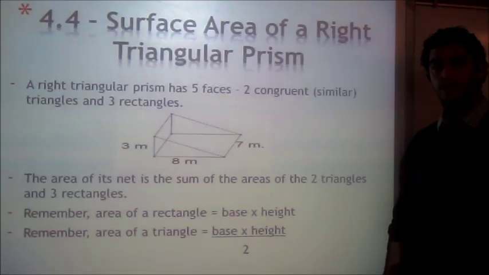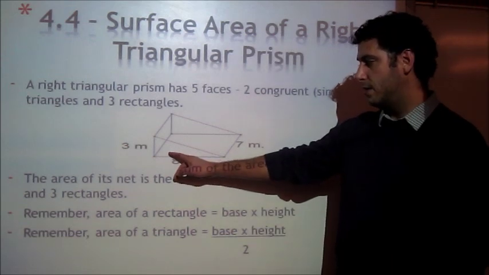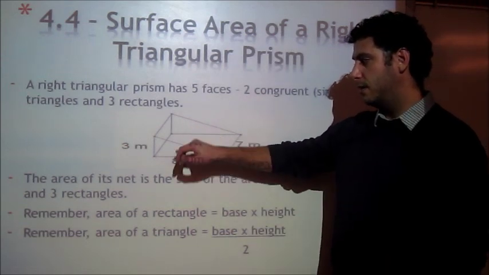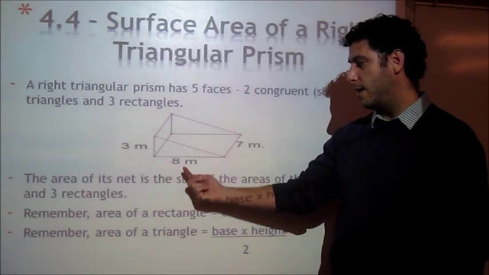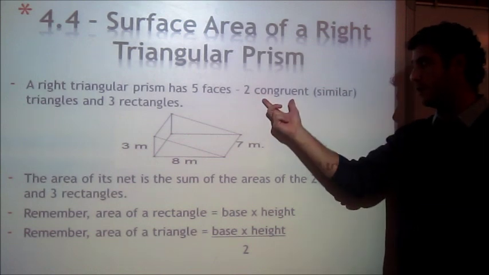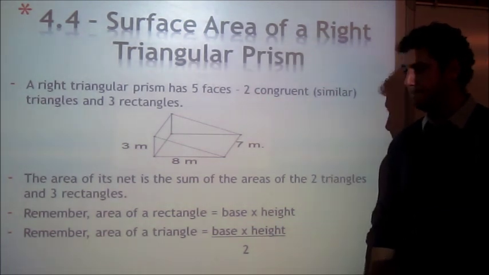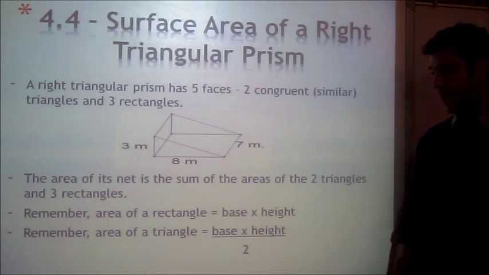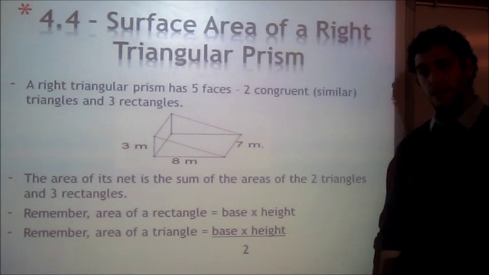Topic 4.4, surface area of a right triangular prism. A right triangular prism has 5 faces: 1, the front, 2, the back, 3, the left side, 4, the top, and 5, the bottom. And they consist of 2 congruent triangles and 3 rectangles. The area of its net is the sum of the areas of the 2 triangles and 3 rectangles.